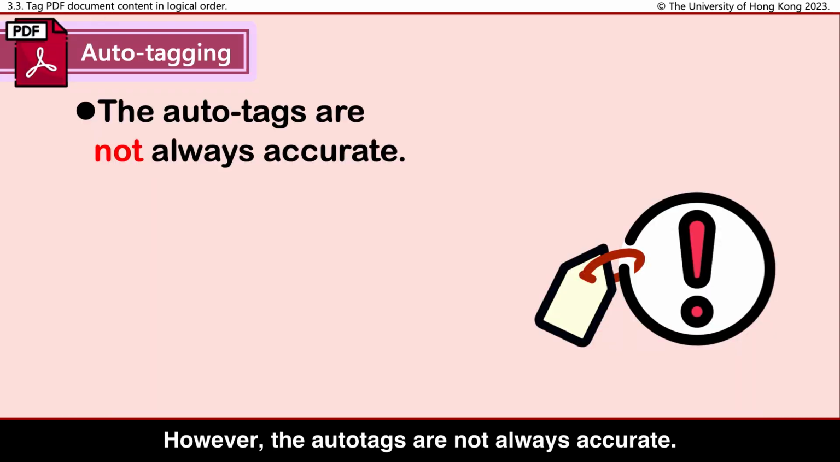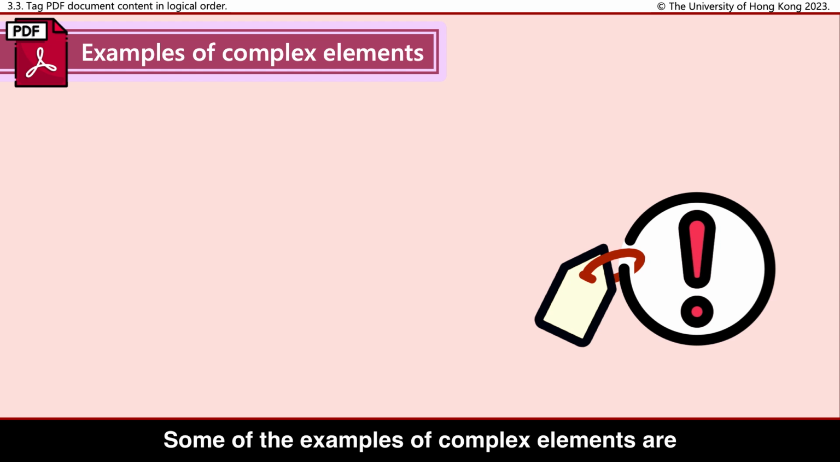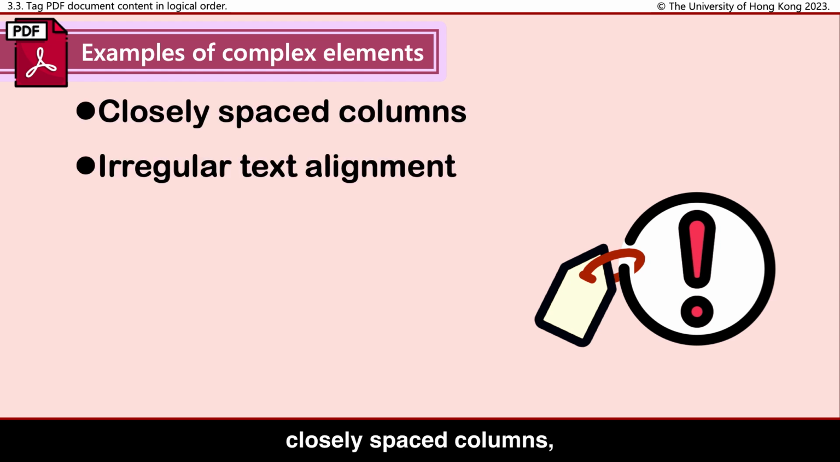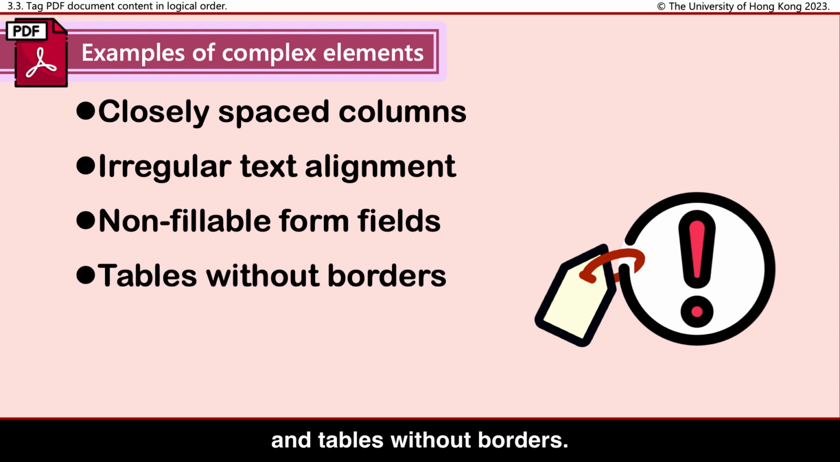However, the auto tags are not always accurate. The system may not always correctly interpret the document structure and reading order, especially when the document contains complex page elements. Some examples of complex elements are closely spaced columns, irregular text alignment, non-fillable form fields, and tables without borders. A poorly tagged document may be produced with improperly combined elements or out-of-sequence tags and confusing reading order.